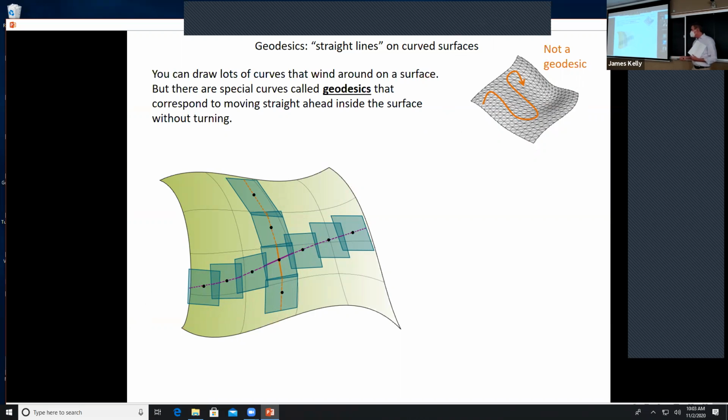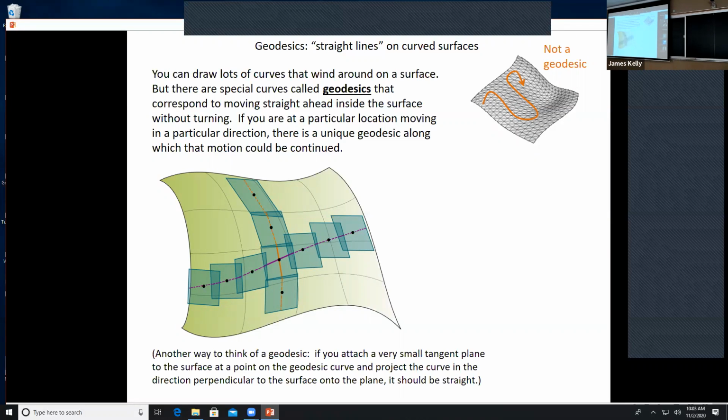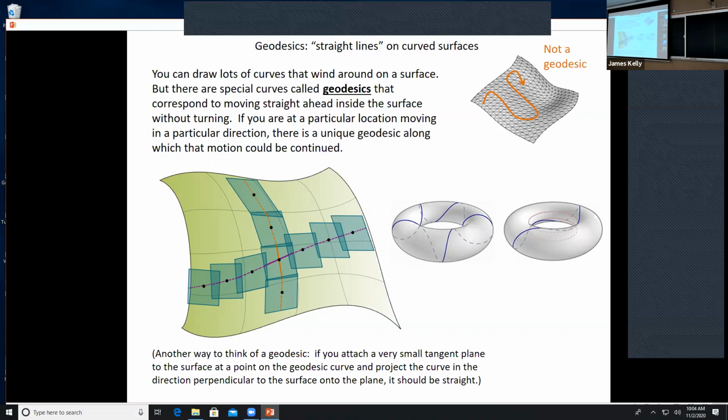Sometimes, if you're really worried about the detail, if you're at a particular location and you draw a tangent plane to that, this won't be important for us, but if you know what a tangent plane is and you project the curve onto the tangent plane, then a geodesic should project to a straight line on that tangent plane. But in any case, it's the straightest way you can go. And that's what I said there. So we get some very interesting straight lines.